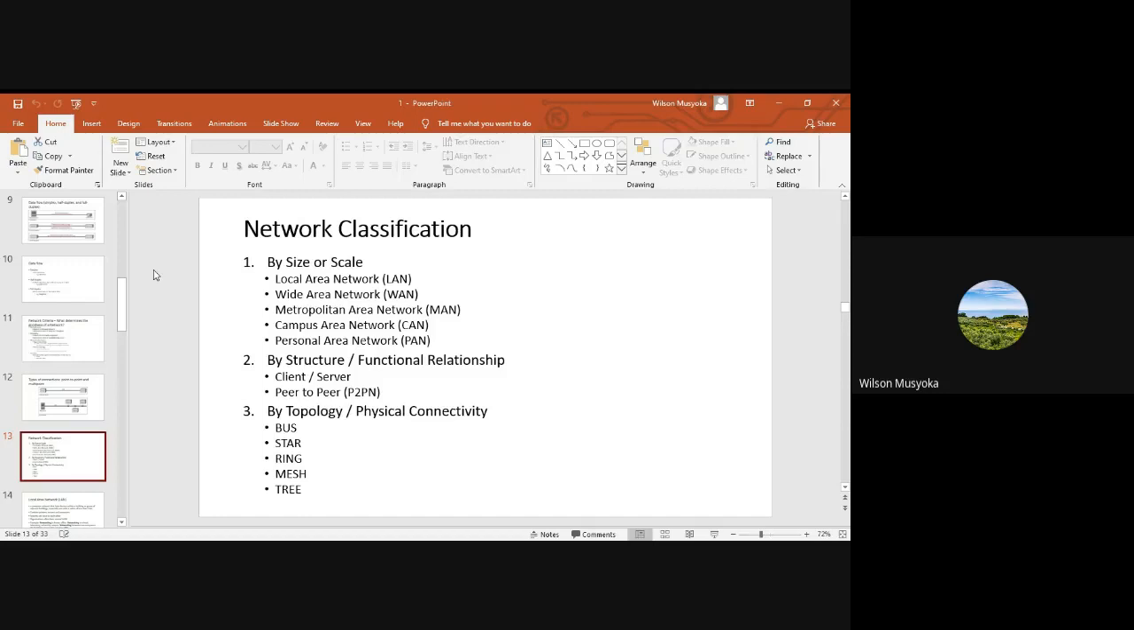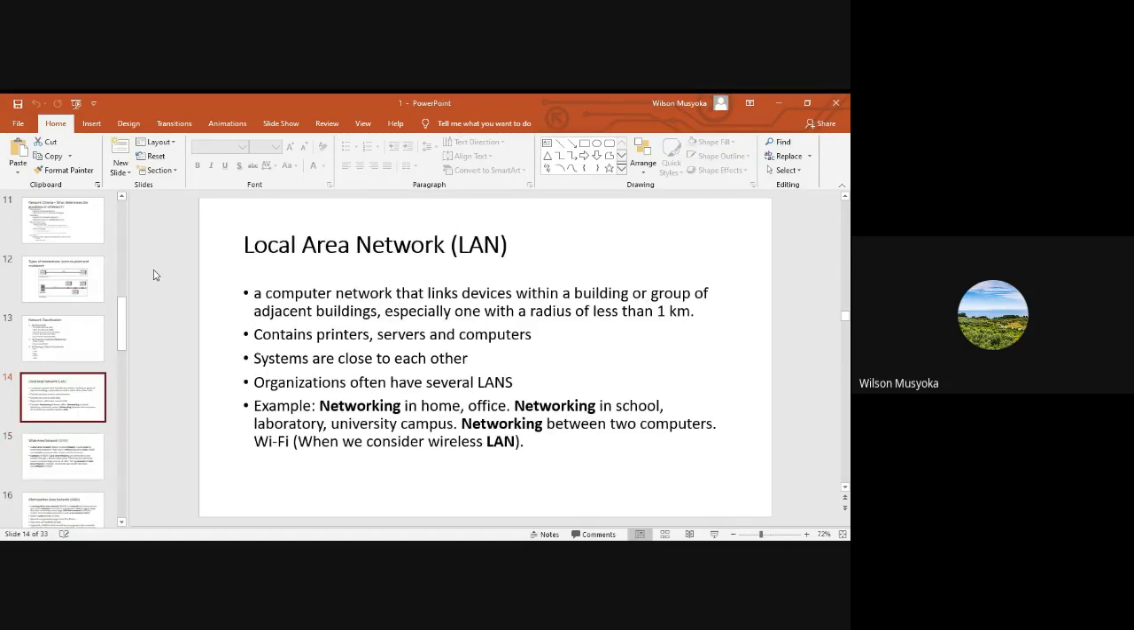By structure, we mean the functional relationship between the nodes on that network. We usually have a client-server relationship. We also have a peer-to-peer relationship. Then we have a third classification by topology, or the physical layout of the network, or how the connection is made in the network.